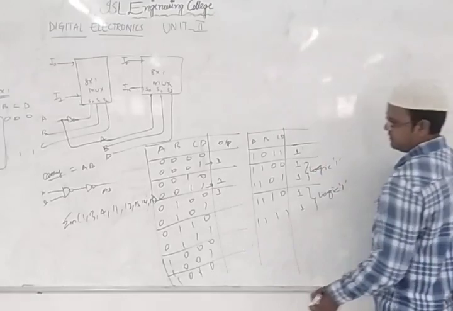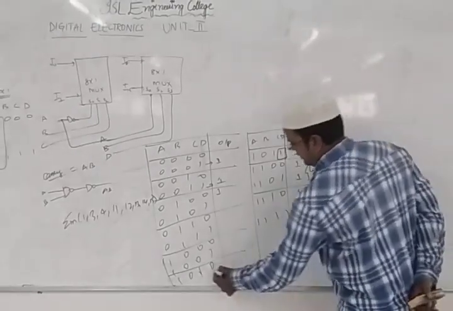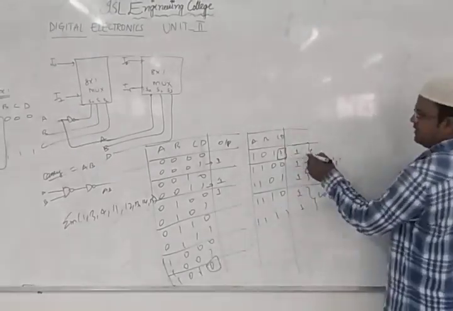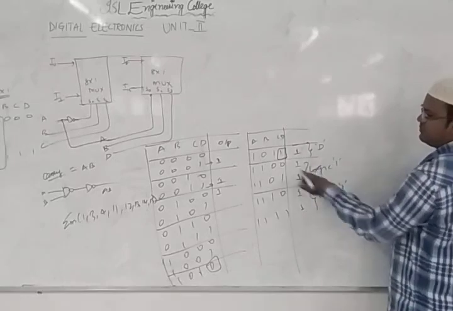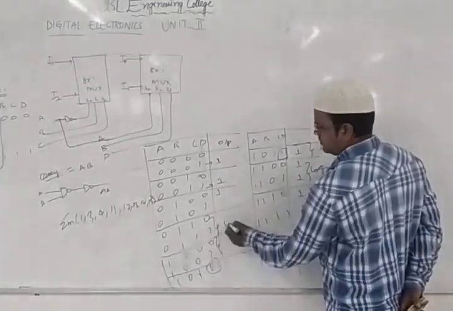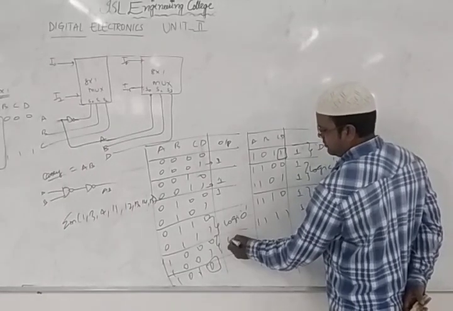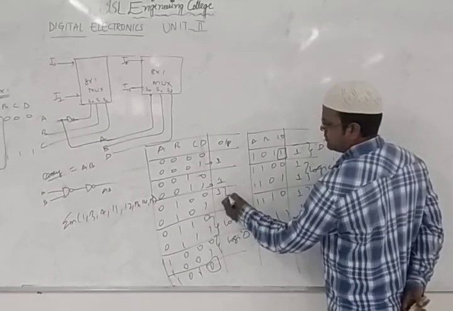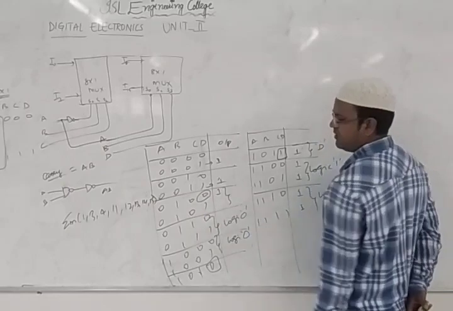This is what? Here 1 is there, what is the D value? D is 1. For this I can write it's nothing but D, because D is 1. What about this one? There are no values, which means all are zeros. This is logic 0. This is also logic 0.